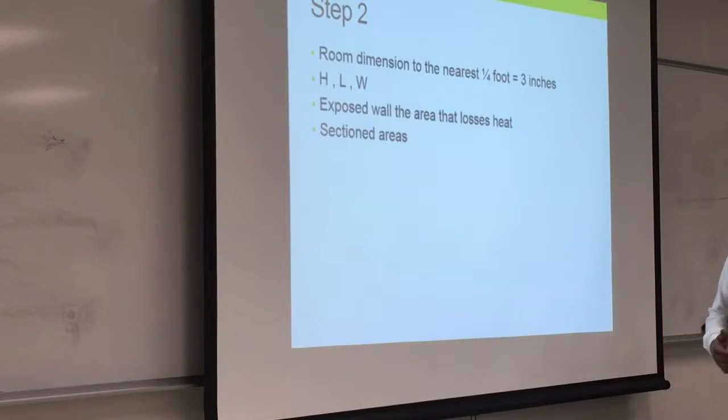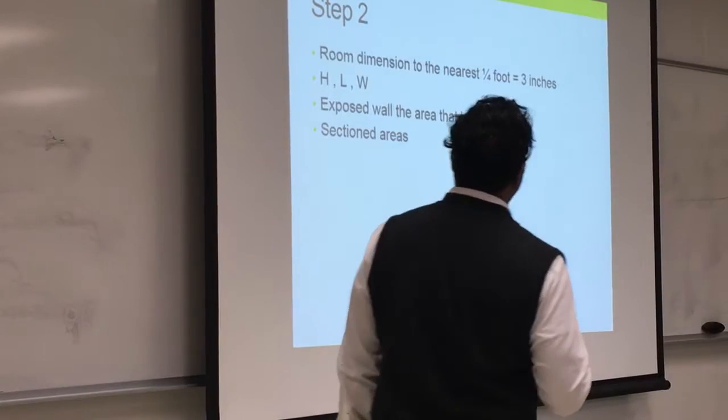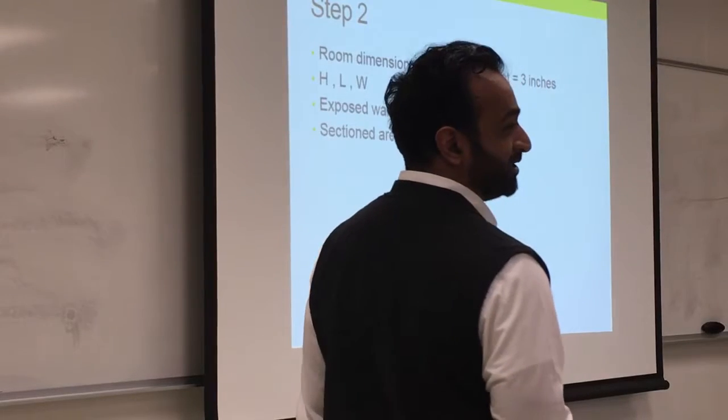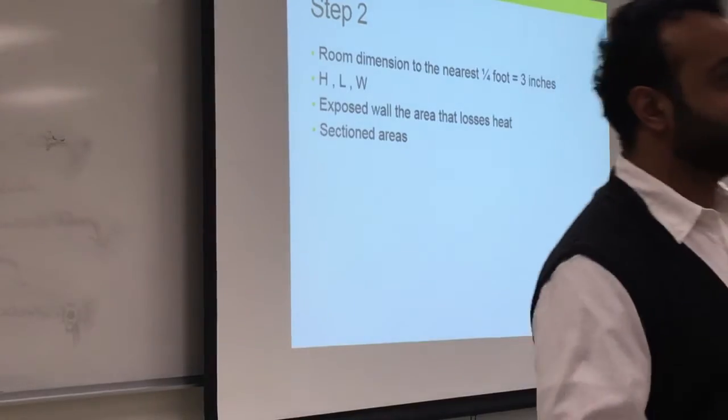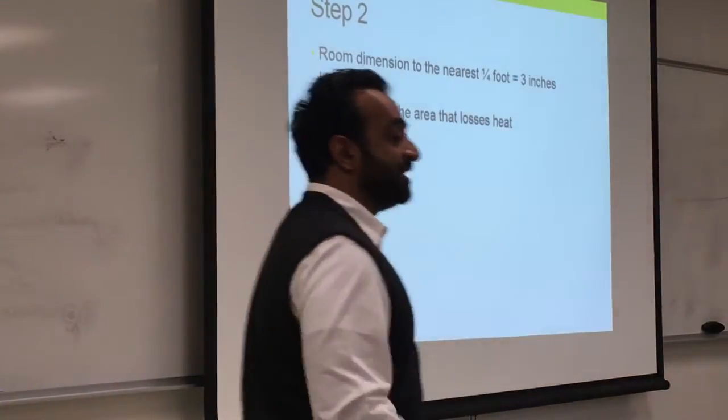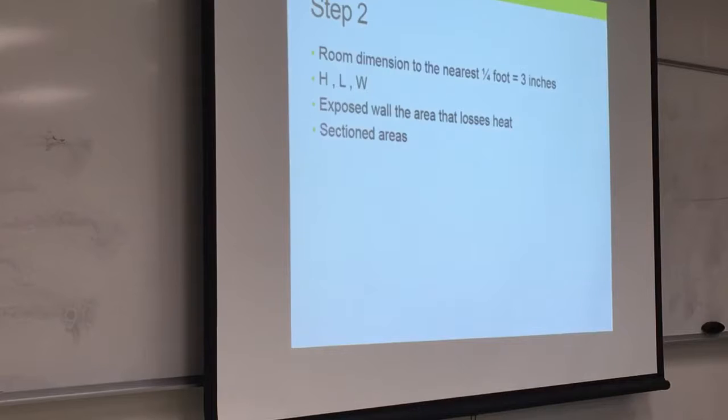Room dimensions. You want to round up to the nearest 1/4 of a foot, which is 3 inches. So if you get 10 feet and 9 inches, what is that going to be? 10.75. Because 1 foot is 12 inches. It gets confusing. What about 7 inches? If you have 10 feet and 7 inches, what am I going to put down? 10.5. That's nearest.